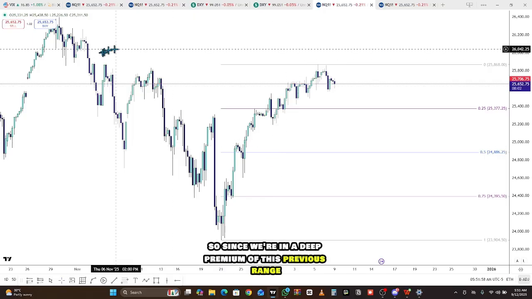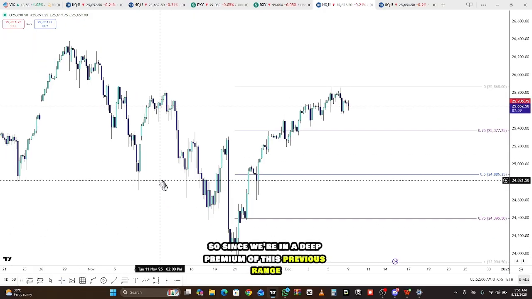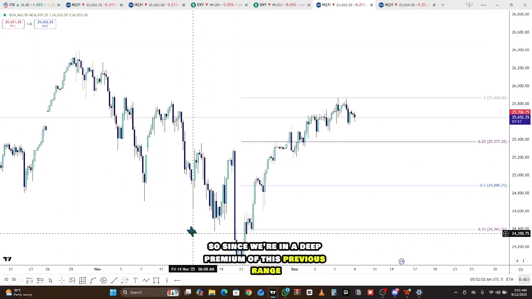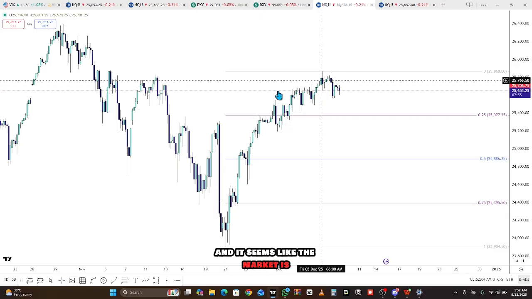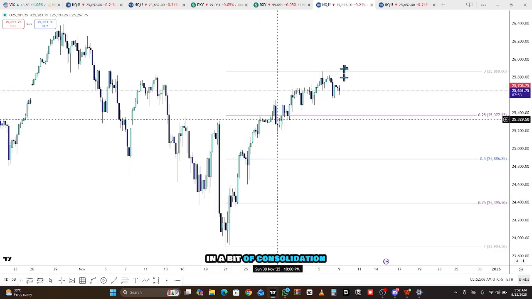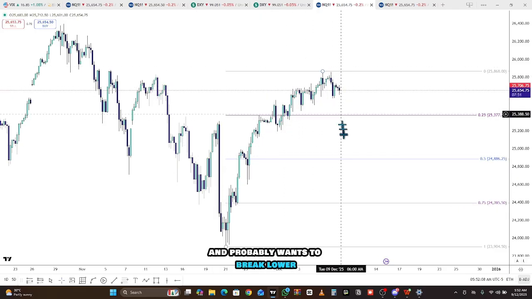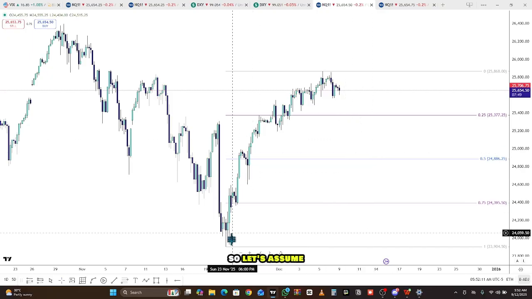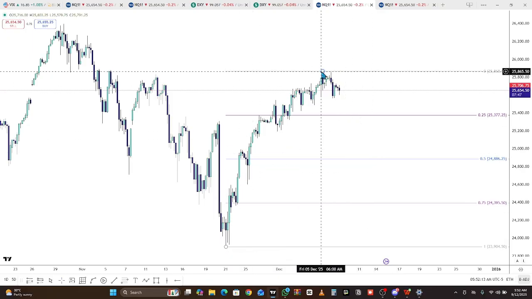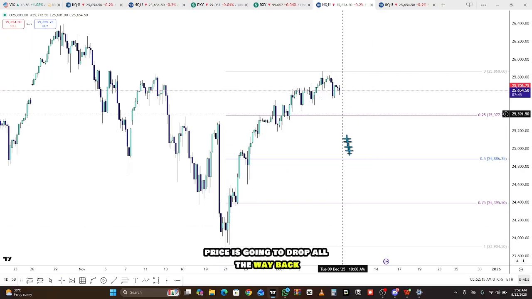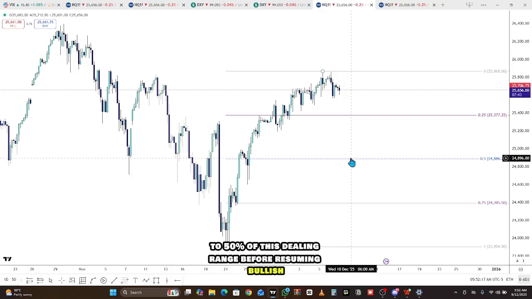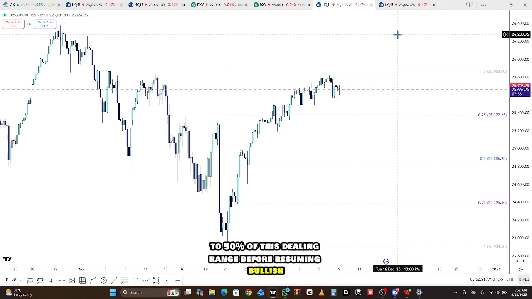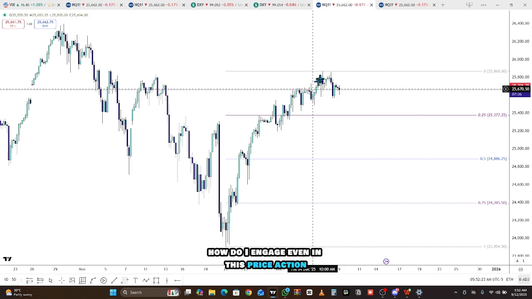So since we're in a deep premium of this previous range, and it seems like the market is in a bit of consolidation and probably wants to break lower, let's assume price is going to drop all the way back to 50% of this dealing range before resuming bullish. How do I engage even in this price action?